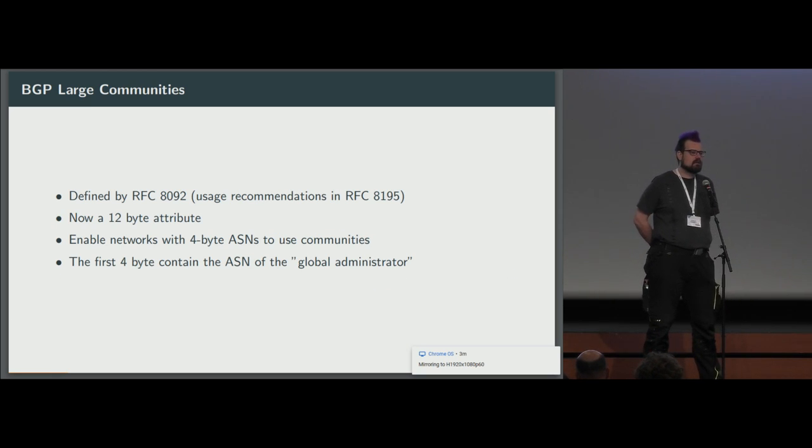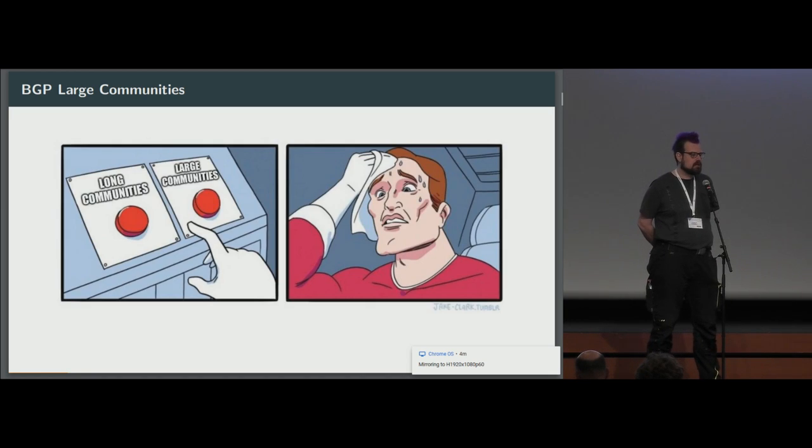And as you have noticed, it's only 16 bits, so we now have AS numbers which are larger than 16 bits. Finally, we get the large communities defined in RFC 8092, and they are now a 12-byte value. So now you have three fields, each with significant space. So 4-byte ASs can actually use communities now. Here, the first 4 bytes are defined to be a global administrator, so it's clear that this is an AS number, and this is the network defining the meaning of the community. So this is actually a good thing.